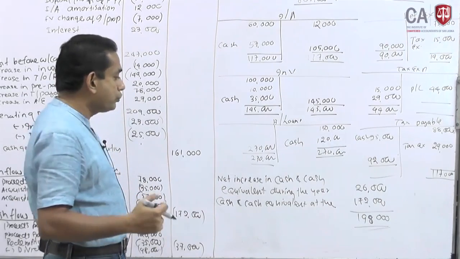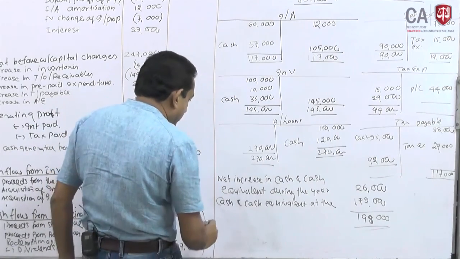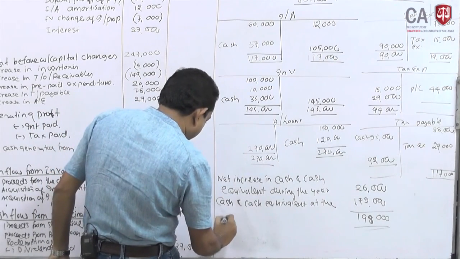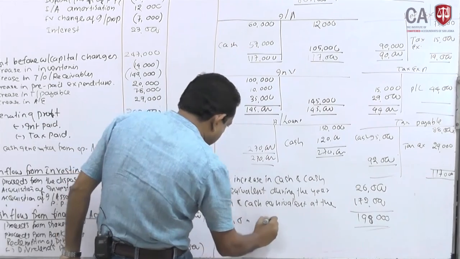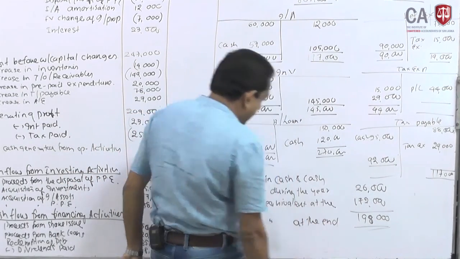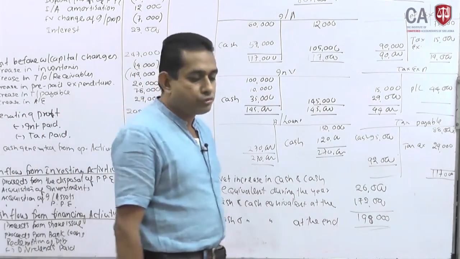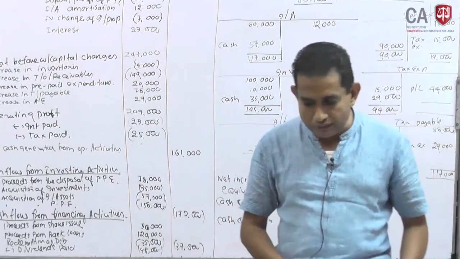Then only all what you did seems to be correct. Say for 198, cash and cash equivalent at the end. So this reconciliation needs to be presented as part of your cash flow statement. So we can move on to the second question now.